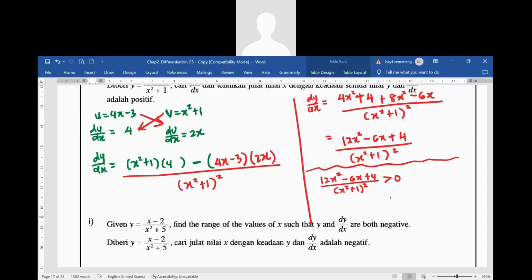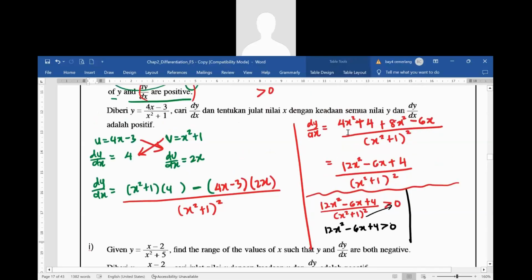I don't think so I will have enough space here. Okay, yang ni kita darab dengan 0, dia akan hilang lah. So tinggal apa? 12x square minus 6x plus 4 greater than 0. Because 0 multiply the x square plus 1 square, dia akan jadi 0 balik kan? Okay, sekarang you cuba factorize this. Take out your calculator and factorize this. You tak boleh factorize, betul tak? Boleh ke you factorize?